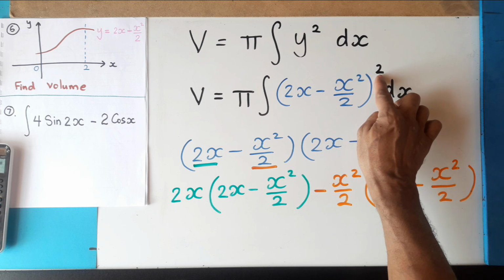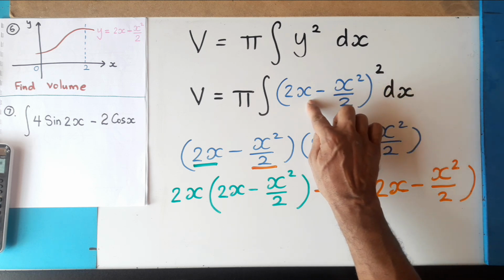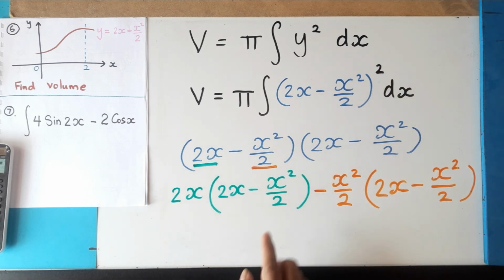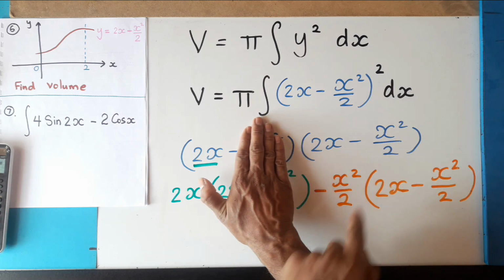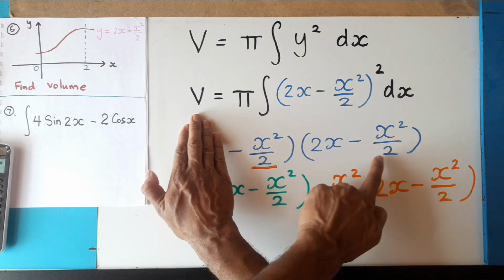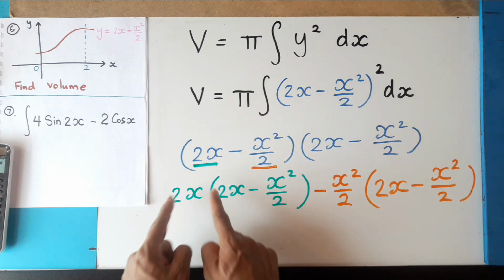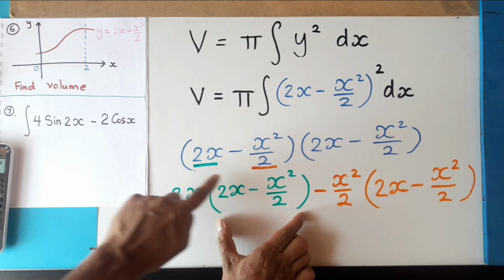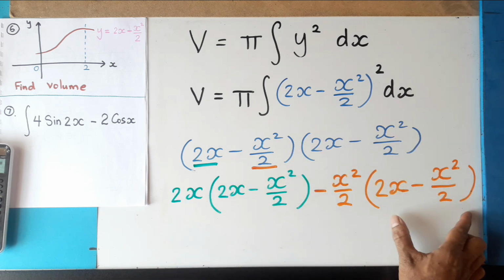So remember what squared means. Squared does not mean you just simply square everybody in the brackets. Squared means you're going to take each bracket and multiply it by itself. So how do you expand this? Well, you just simply block him and multiply both of them by 2x, and then block him and multiply both of them by minus x squared on 2, which I did below here. Notice I took the 2x and I multiplied it by this bracket. Then I took this bracket and multiplied it by minus x squared on 2.